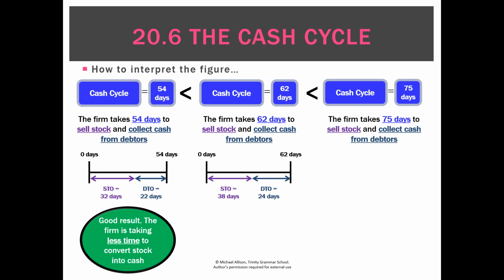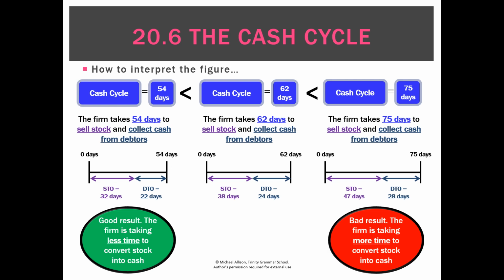On the other hand, if it went up from 62 days to 75 days, we would say that result is a negative result because the business is taking more time to convert stock into cash, and that means we're going to have to find money to pay our bills from another source, and that's where we get into problems. So on its own, that would be a negative result.